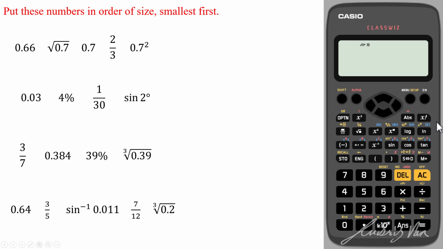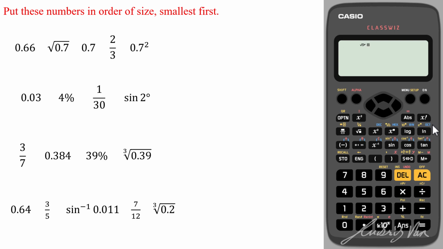So this type of question is very common. They will ask you to arrange a set of numbers from the smallest to the largest. And the tip for doing this kind of question is to convert all of those that are not in decimal into decimal. So let's have a look at the first question. 0.66 is already a decimal, so we just leave it as it is.